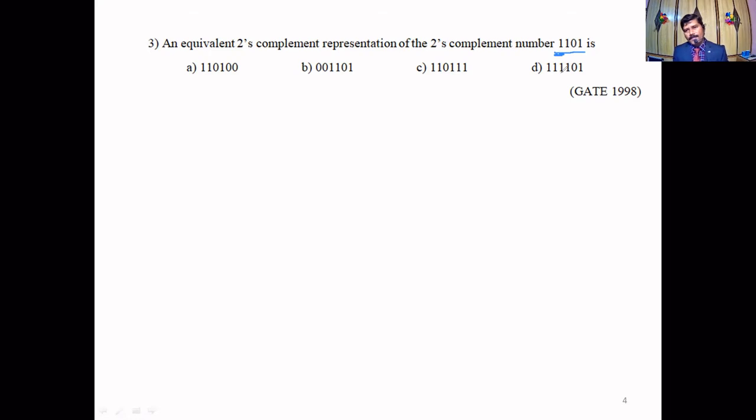So what we have discussed in the concept, what is a sign extension? Whatever MSB you have, you copy it into the next MSBs. So how can we convert this? It is 1101. If the MSB is 0 you extend 0, if it is 1 you extend 1. How to convert into 6 bits? This is 1, you copy just this MSB, and this is the same 1101. So what is the option here? 111101. Option D is correct.